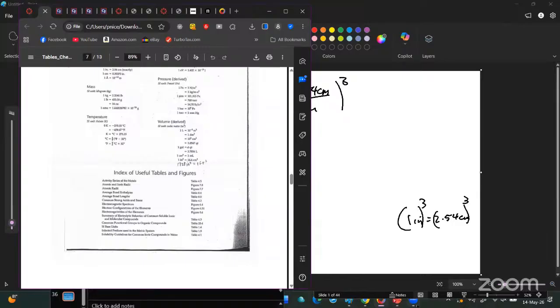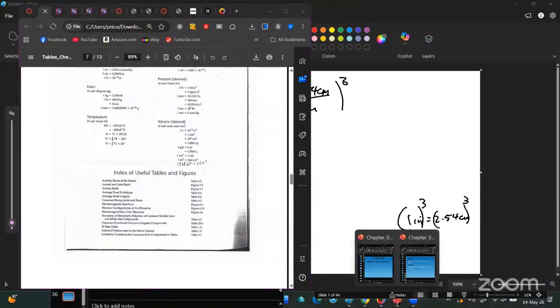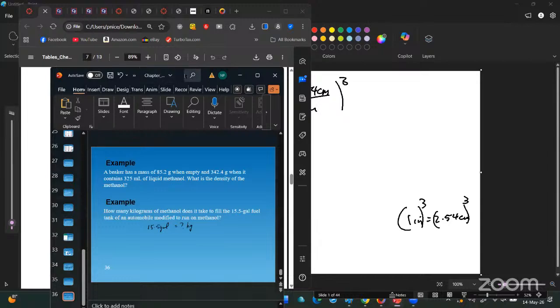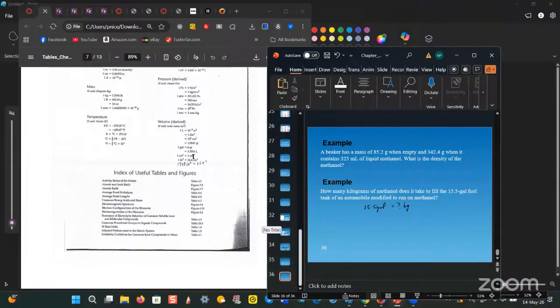Trying to fit both on the same screen. Okay, so to get from gallons to centimeters cubed, I could use 1 gallon is equal to 3.7854 liters.